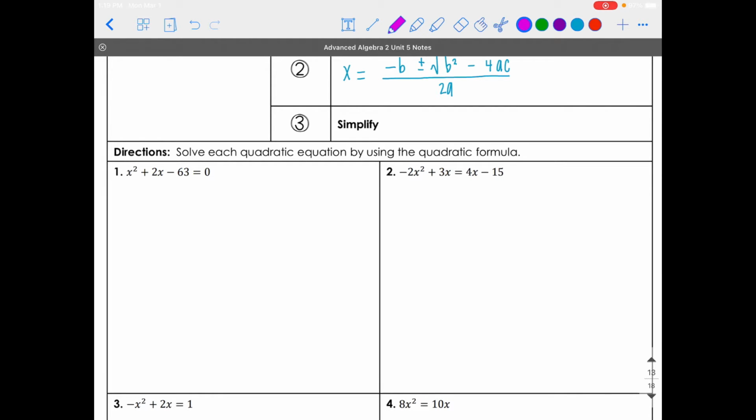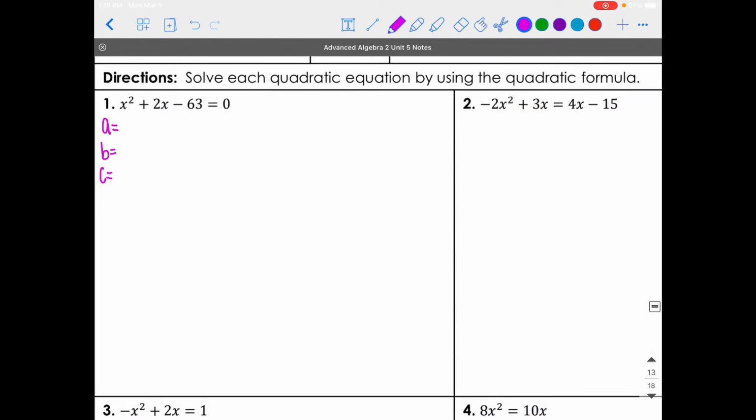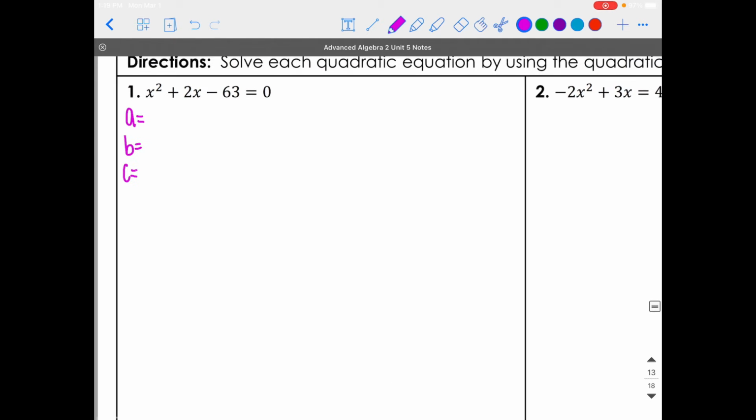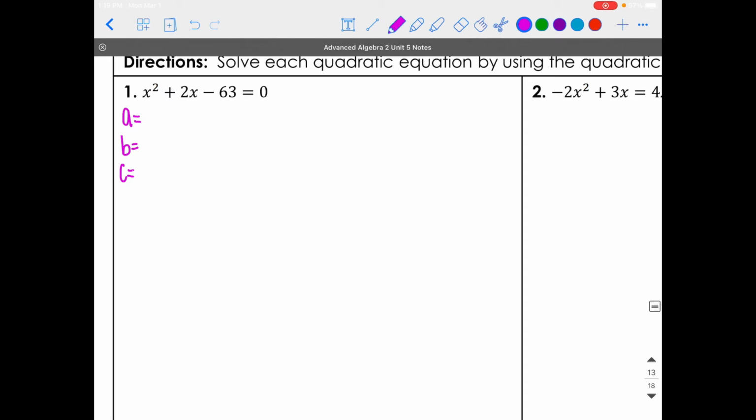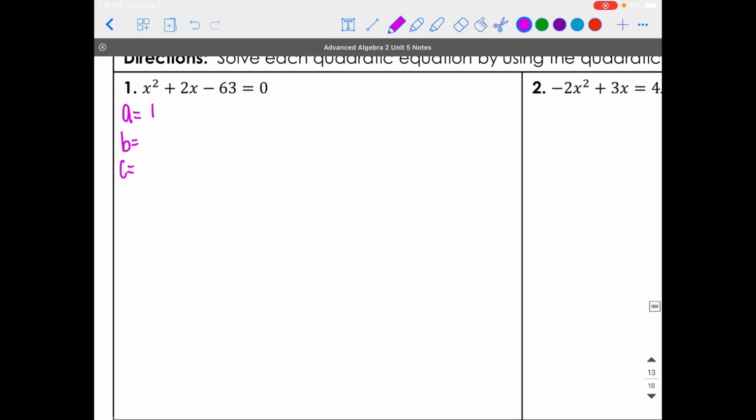So number 1, let's start out by labeling our a, b, and c. You may want to write kind of small, don't write ginormous. The a is the number in front of the x squared. If there's no number, we assume it's a 1. My b is the number in front of the x, so it's 2. And my c would be negative 63.